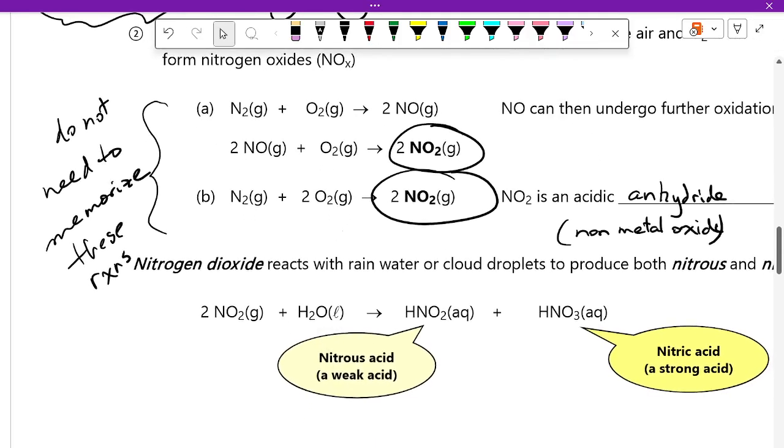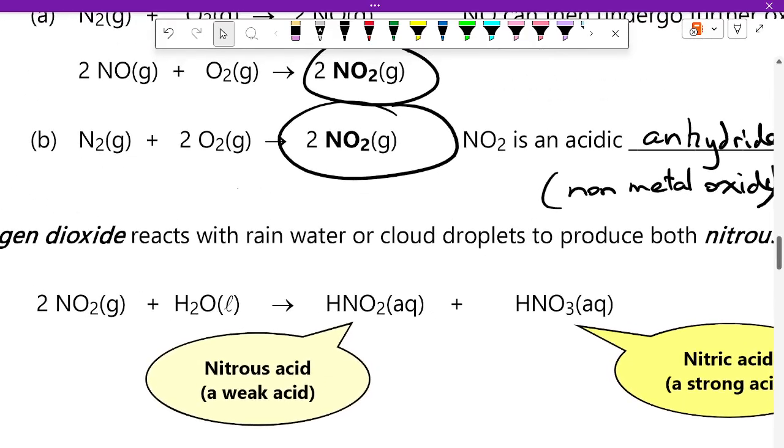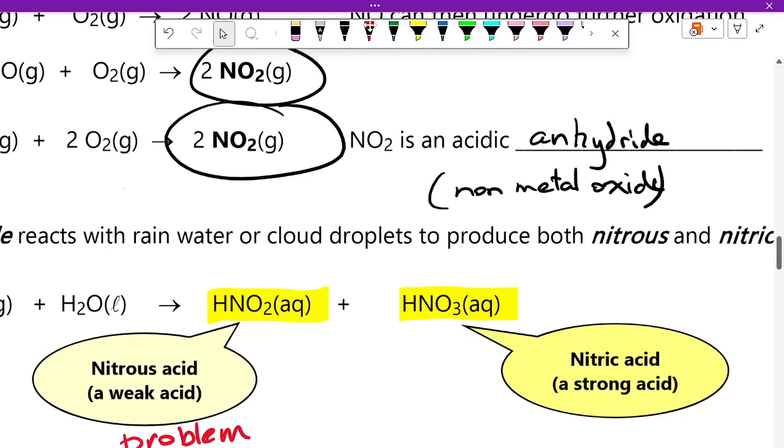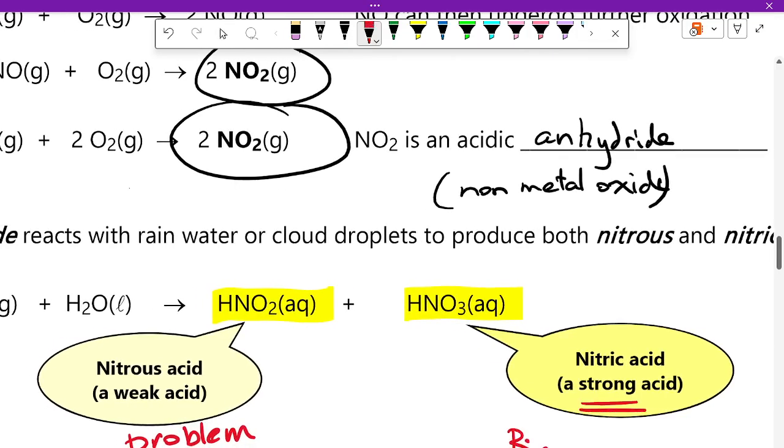And nitrogen dioxide reacts with rainwater. And again, this is one of the weird ones. You get HNO2 and you get HNO3. You get a weak acid and a strong acid. Do you need to memorize this? No. Should you know that NO2, like the nitrogen from the car engine, can eventually give you nitric acid, a strong acid? Yes. Because that's why it is in here, because this is a problem. But this one, because it is strong, is a bigger problem.